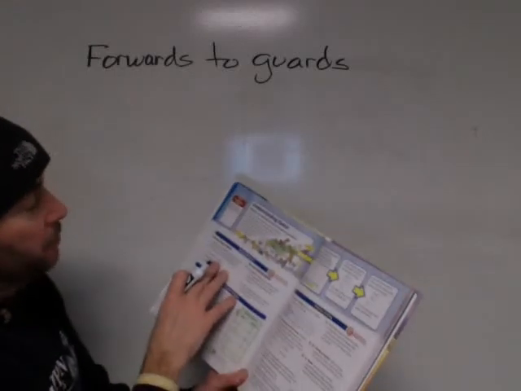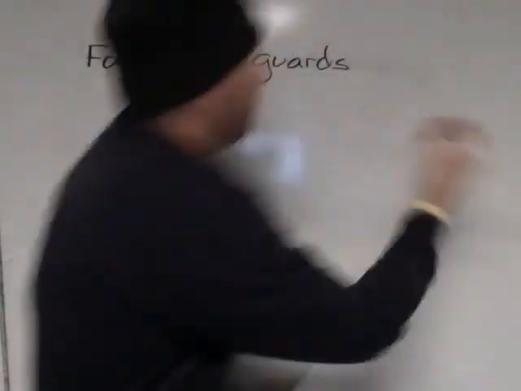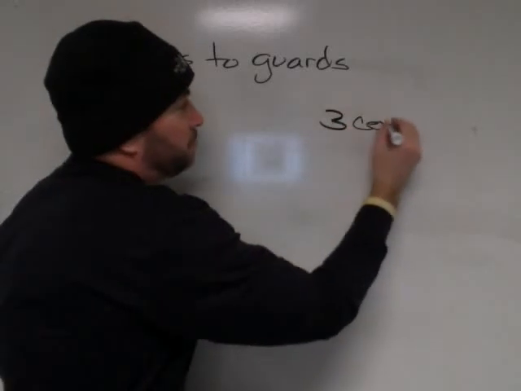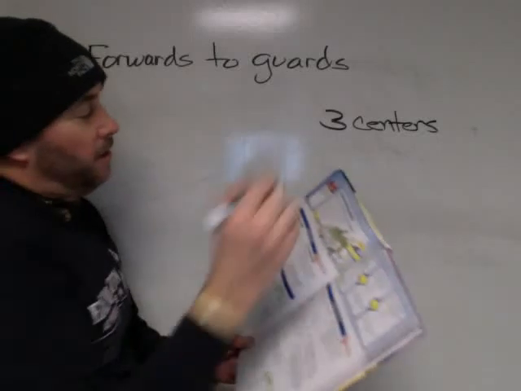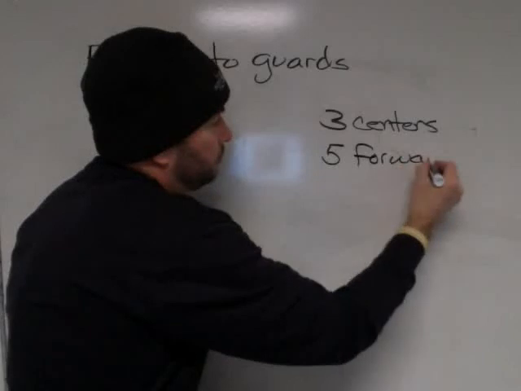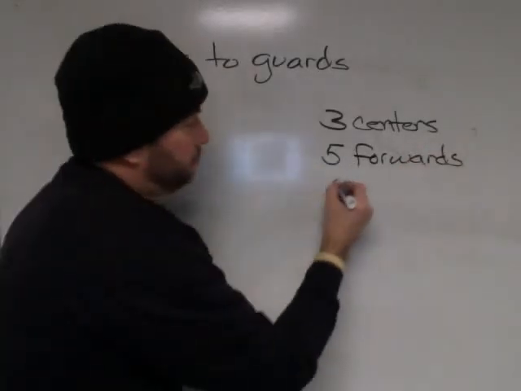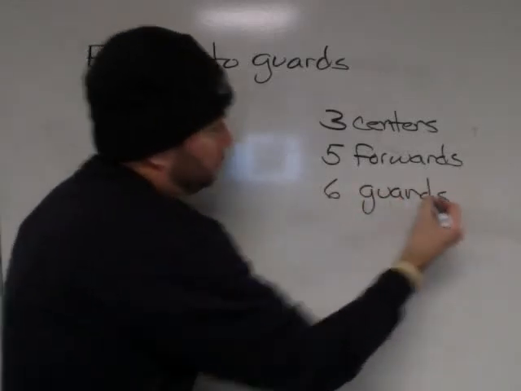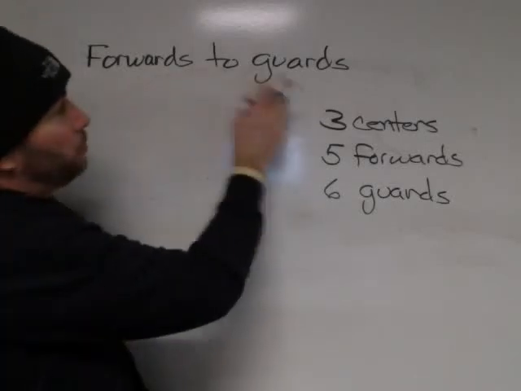Well, the first thing that we want to know is that there are 3 centers. So what we're going to do is we're going to write that down. Let's just get that information out there. There are 3 centers, and there are 5 forwards, and there are 6 guards. Okay, so we have our forwards, centers, guards, and they want a ratio for forwards to guards.